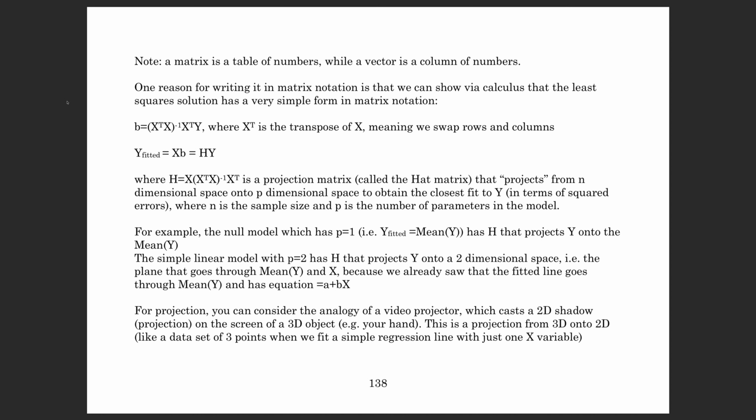So conceptually, if we were in the classroom, I would use the video projector to try and explain what the idea here is. So if I put a 3D object up between the projector and the screen, for example, if you put your hand up between the projector and a screen, you get a 2D shadow, a 2D projection on the screen of that 3D object. So what we're trying to do is to get a 2D projection that retains most of the useful information.